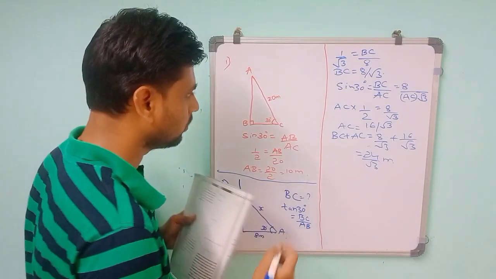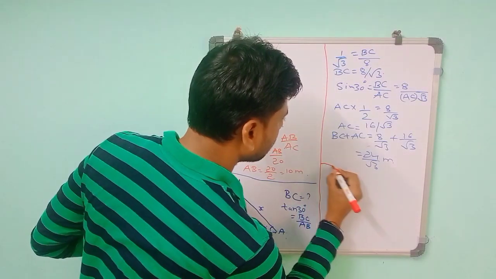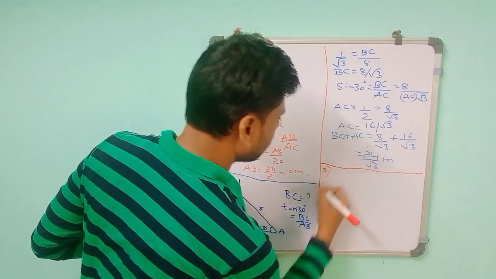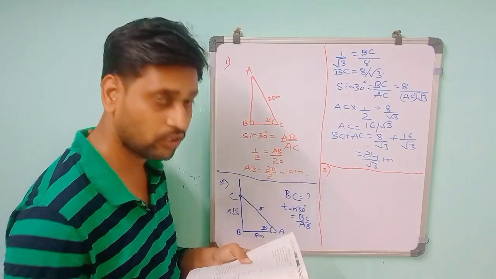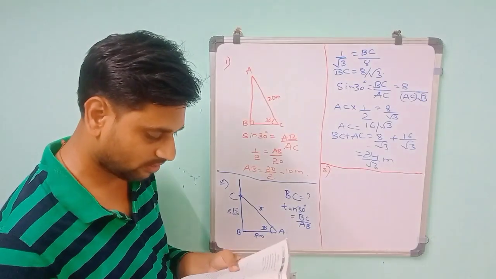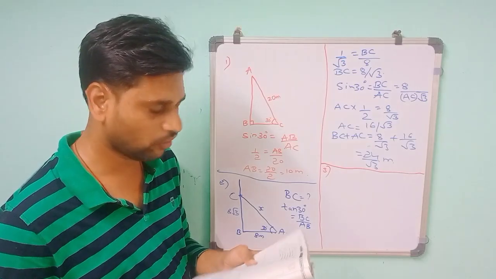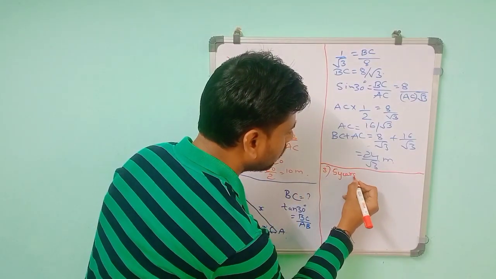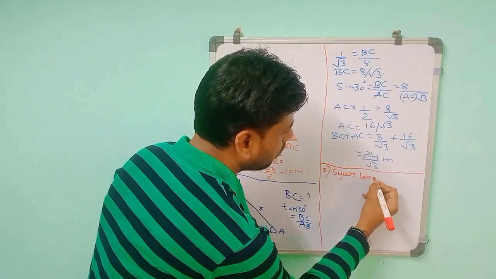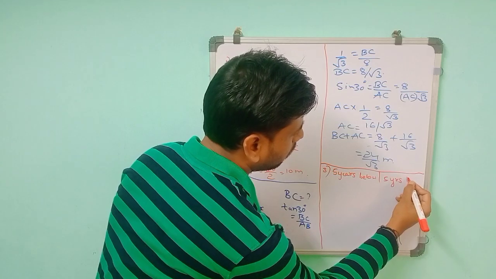Then third one. A contractor plans to install 2 slides for the children to play in a park. So 2 slides. One for the children below the age of 5 years, and one for 5 years above.